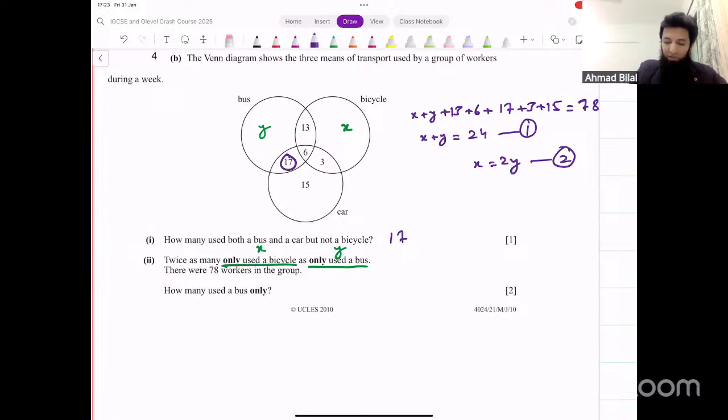Which one are we looking for? Bus only. That's Y. So we want Y. What we can do for that is input X equal to 2Y in this equation. What does that give us? 2Y plus Y, if we input X equal to 2Y here, equals 24. 3Y equals 24. And the value of Y turns out to be 8. That's what we were looking for. 8 workers used only a bus. That's the final result that we get from this.